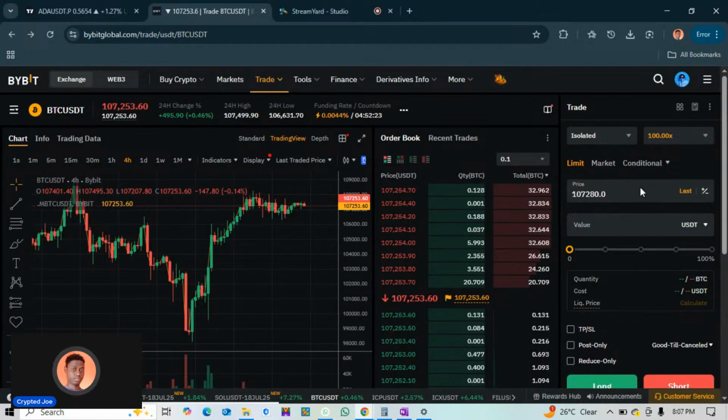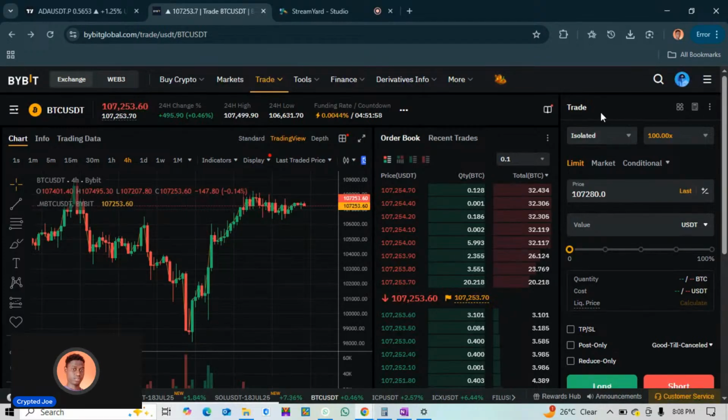Yes, it will be on the left hand side. When you open it, you see at the top either cross or isolated. Now, cross, isolated and portfolio all have their meaning. So I will explain isolated and cross for the sake of this class.